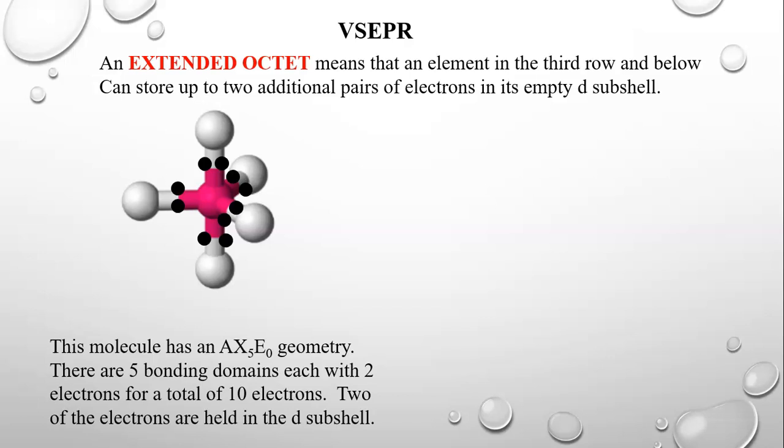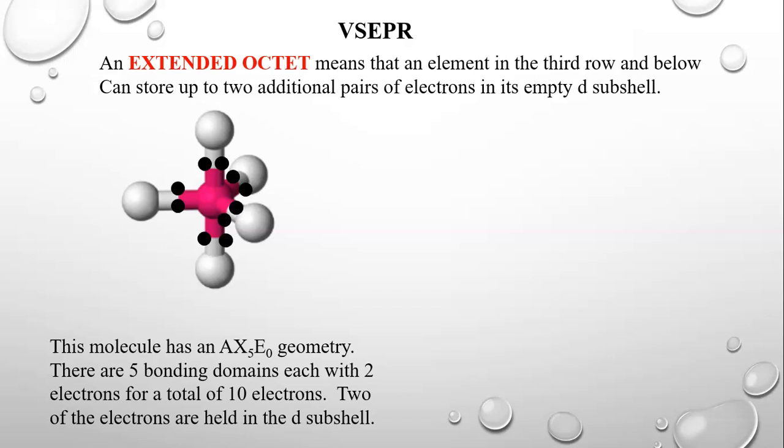2 of the electrons, that's one of the pairs, is held in the d subshell. So anything from the 3rd row down is going to have a d subshell. If you look at your periodic table, have that out in front of you, and look at aluminum, silicon, phosphorus, sulfur, chlorine, not argon, those have an empty d subshell. And so they can use it kind of like a storage locker. They can store 2 additional electrons, 1 pair, down in their d subshell. This is called an extended octet. It actually has 10 bonding electrons, not just 8.